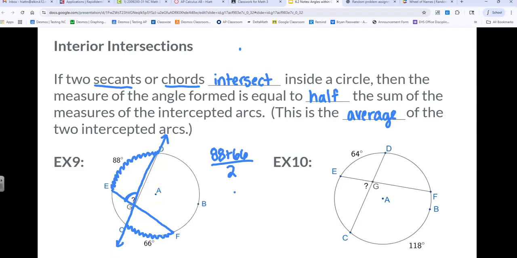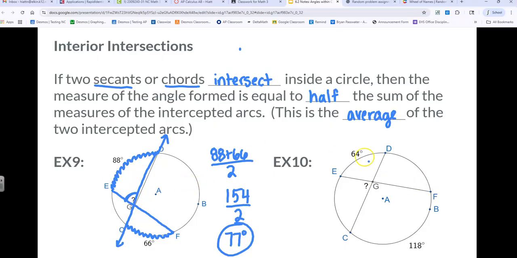And in that case, I'm going to get, let's see, 154 divided by 2. Is that right? Let me just look. And then when we divide that by 2, we will get 77 degrees. You should get a number that's somewhere between the two arcs that you have, right? Because it's the average of those two arcs. So like if I got 154 for my answer, I know I did it wrong. It's too big. It's bigger than the biggest arc, right?